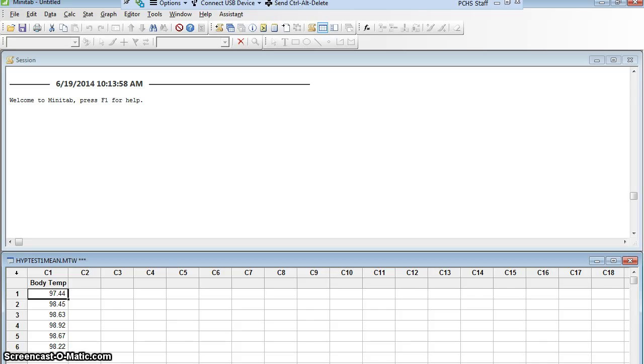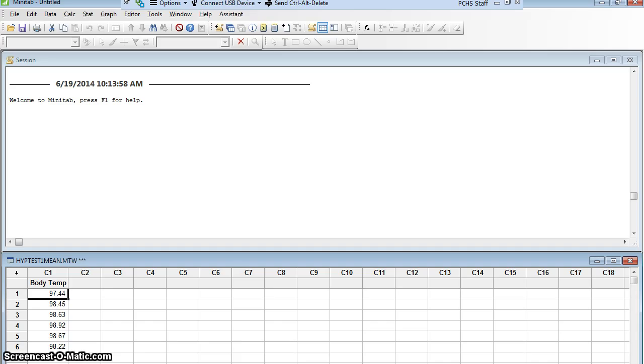We are confronted with the age-old problem, body temperature. Is the mean body temperature of healthy adults actually 98.6 degrees Fahrenheit? Well, an old study once said it was, but a lot of people say that was a bad study and that it's not true, so I'm going to try my own study.